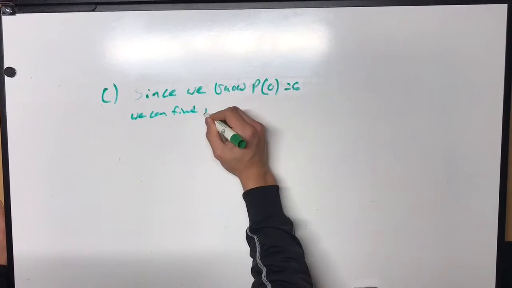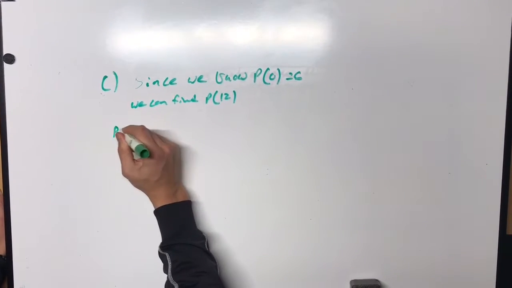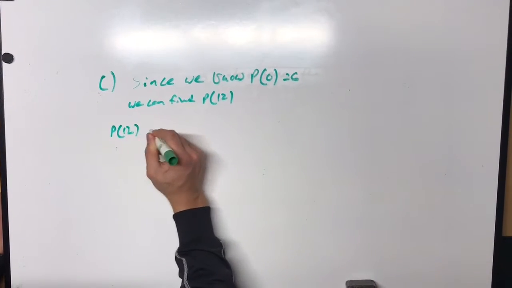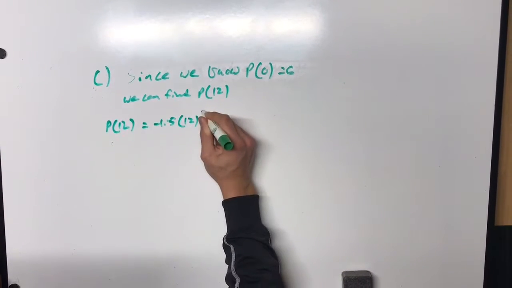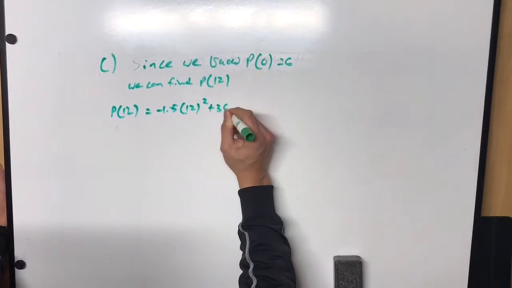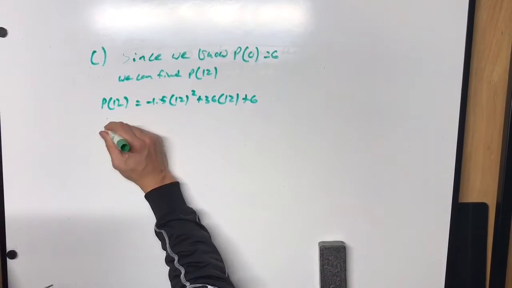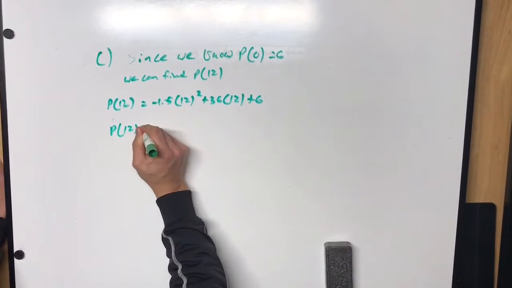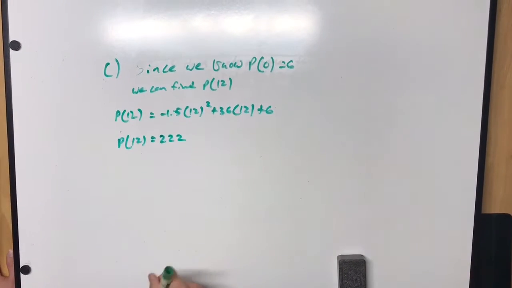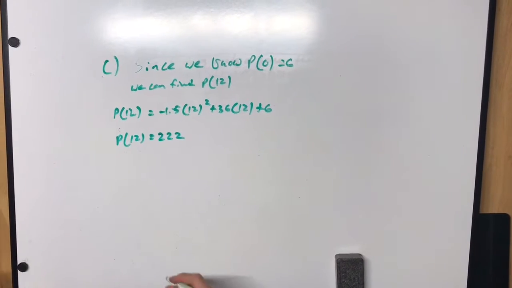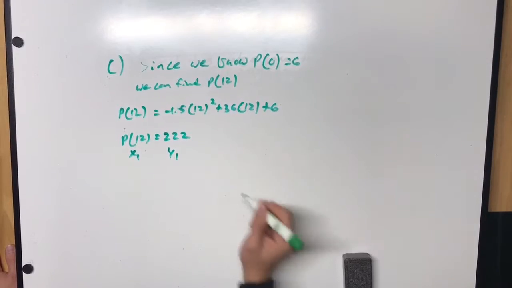So basically, we're going to do this exact same thing that we did in question A, except we're going to do it for 2000 to 2012 and 2012 to 2024. So we're going to plug in P of 12, so 12 replaces the t in the original equation, and P of 12 will be equal to 222. So 12 now becomes your x1, and 222 becomes your y1.